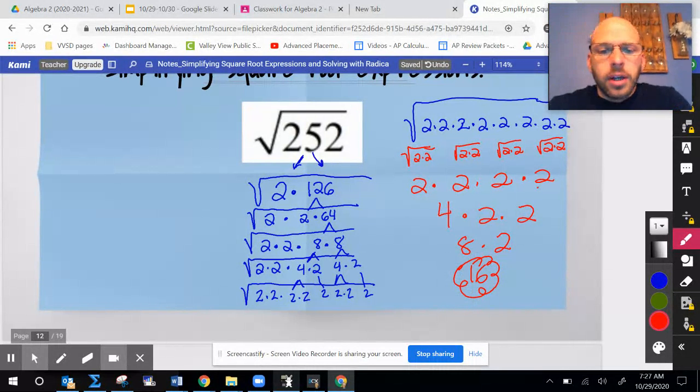Okay? So again, reducing radical expressions. We just get 16. There's nothing left in the radical, right? We didn't have any oddball numbers. So you can see that this problem doesn't have any values left inside of a radical. Everything can be reduced out. Okay.